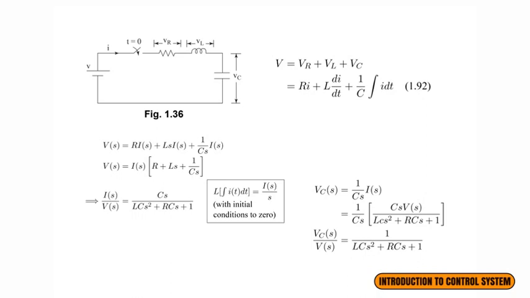VC is the output voltage, VC of s equal to 1 by Cs I of s. So if you divide the output voltage by the input voltage in the s domain, you will get the transfer function. So if the initial conditions are 0, then we can get the transfer function, that is the Laplace transform of output by the Laplace transform of input, where VC of t, the voltage across the capacitor, is the output, and v of t is the input voltage. The ratio between the two in the s domain is the transfer function.